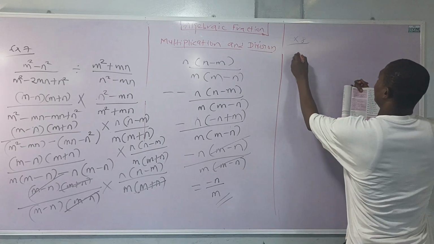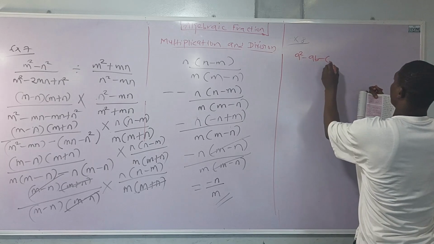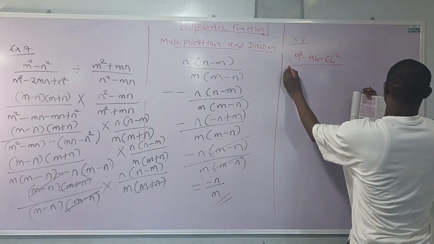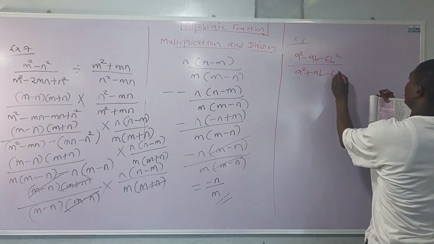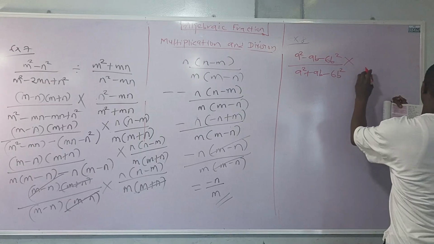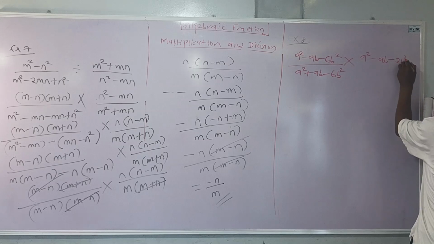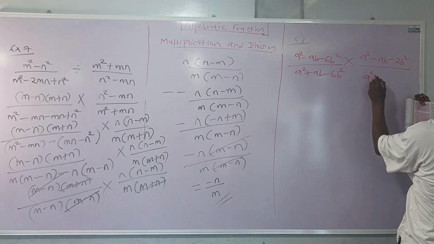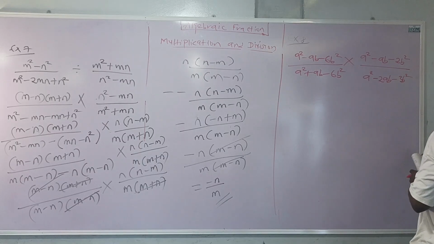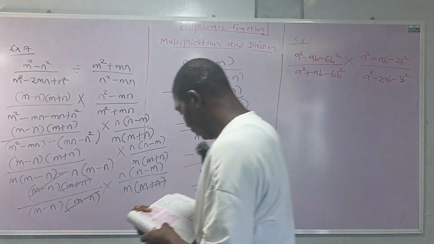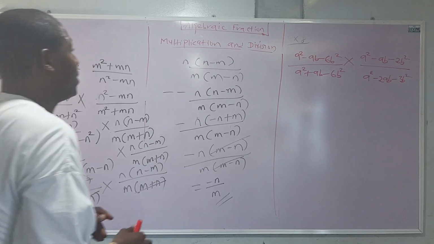We have a square minus ab minus 6b square divided by a square plus ab minus 6b square, times a square minus ab minus 2b square divided by a square minus 2ab minus 3b square. How are we to resolve this? We still follow our usual process.